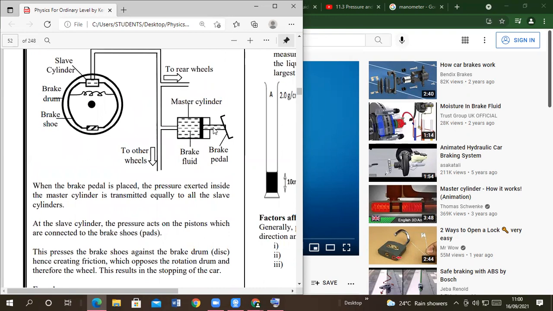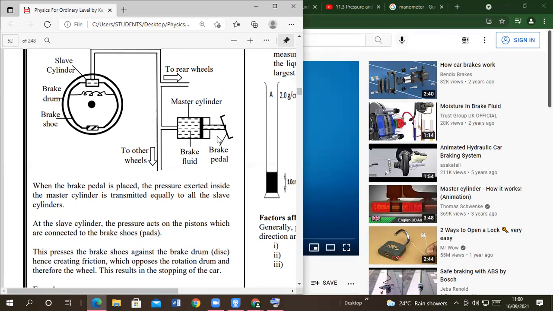Otherwise, if you use a larger force, the car can come to a stop suddenly, and then this may cause an accident. Someone behind you may collide with you. So what you have to do is that you just have to apply a smaller force on the brake pedal.